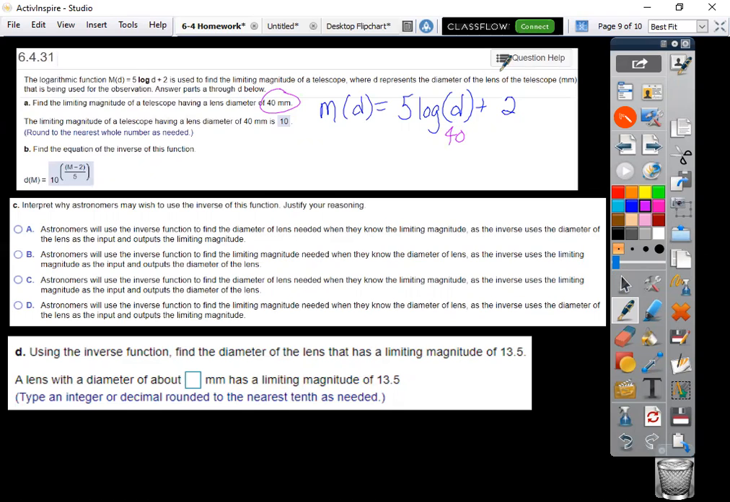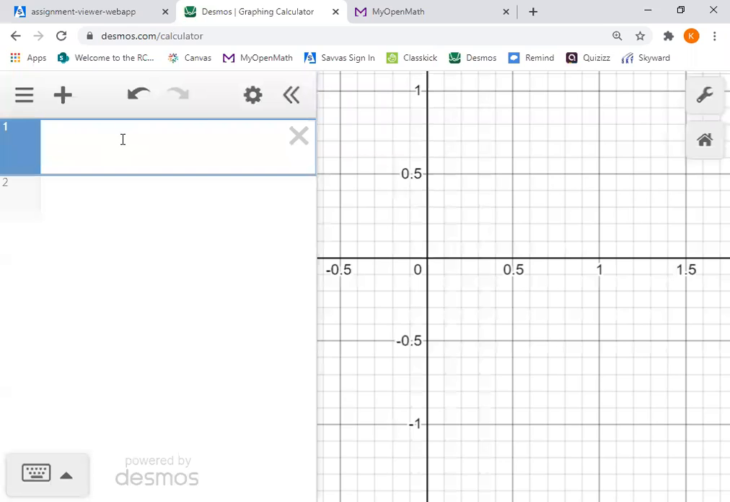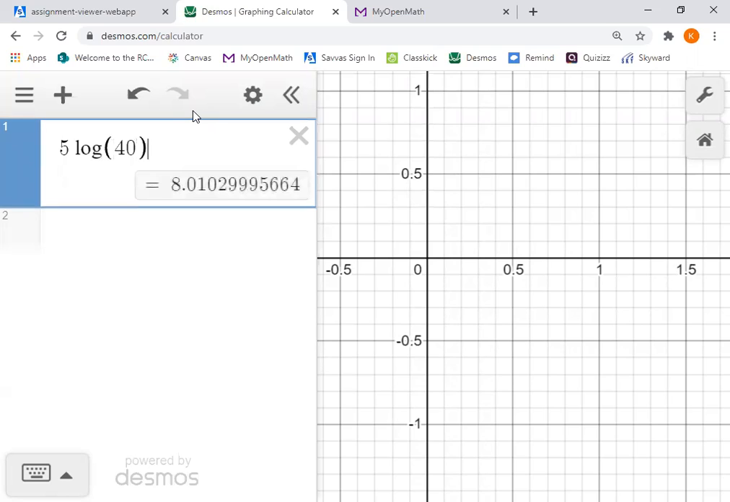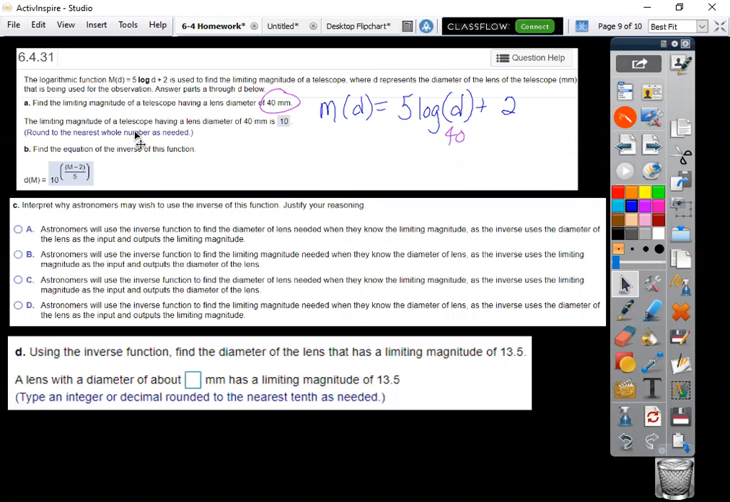If you have a calculator, by all means use it. Anything that has just a basic log key on it will work. But since you're doing this on the computer, you can get to Desmos. So I will just demonstrate that if I said 5 log, again, I like to put this in the parentheses so that I make sure it doesn't do the log of this plus 2 on the outside. So I've got 10.01-ish. And it said round to the nearest whole number, so 10.01, that's why that 10 right there.